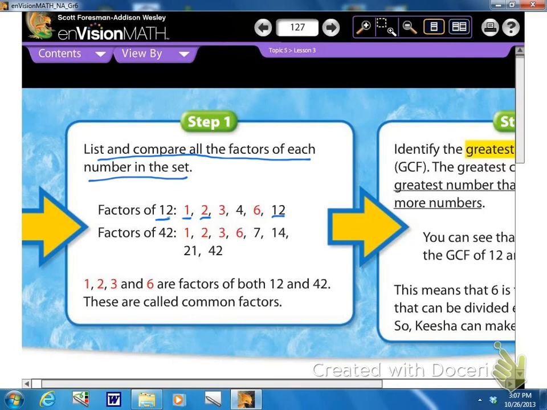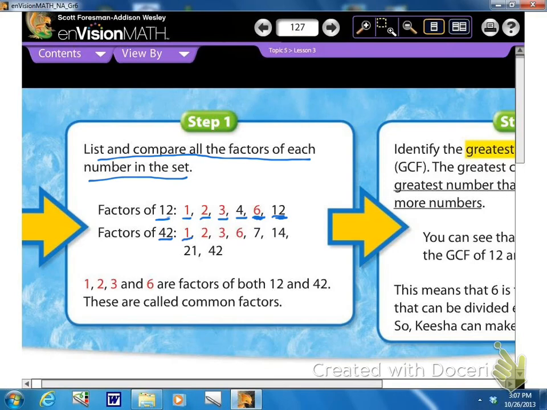2 times what would get me 12? Well, 6. So I know that's a factor of 12. 3 goes into 12. Again, divisibility rules, but you probably just automatically know that because 3 times 4 gives you 12. So these are all the factors of 12. Notice that the last factor other than 12 itself here is 6, which is half of 12, and you'll find that's just the pattern. You'll have factors until you get to half, and then the next factor will be the actual number itself. So then you have to do the same thing for 42 in order to compare them.